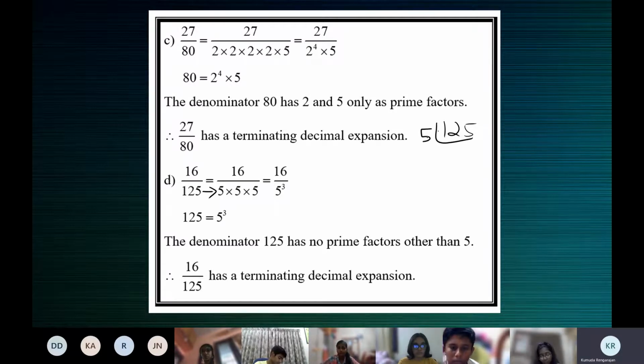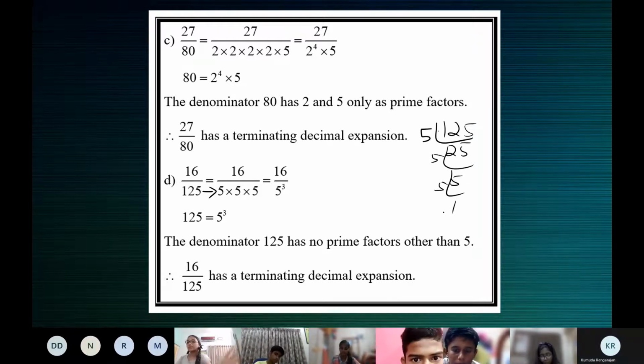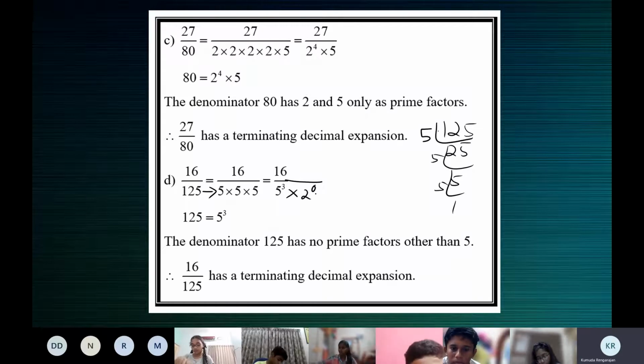So 5 fives are 25, 5 twenty-fives are 125. So 16 by 5 cubed. You'll ask me, there is no 2. It's okay, you can write 2 to the power 0. It's not that both 2 and 5 should always be there. There can be only 5, or only the prime factor 2, or both the prime factors 2 and 5.